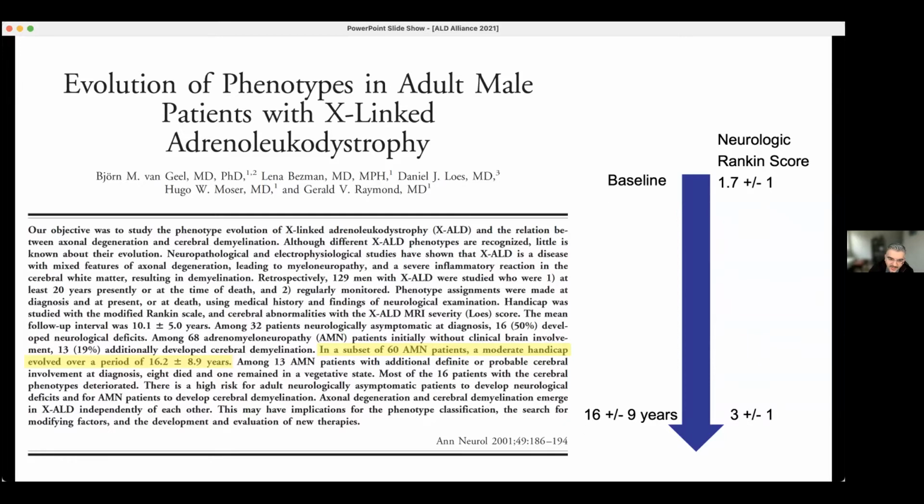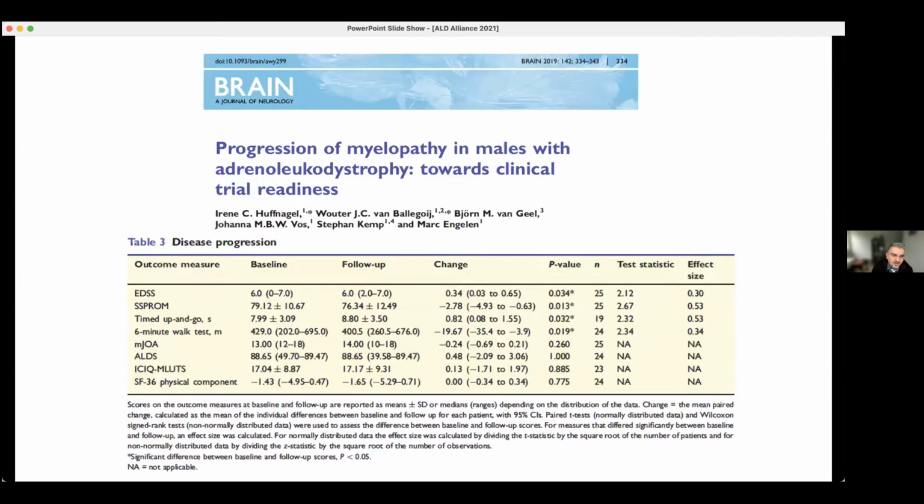And so that makes it incredibly difficult to assess the effectiveness of a drug trial if it takes so long to have a notable neurological worsening that you can assess on an exam. And therefore, there's been a quest for markers that can be more quantitative and change more rapidly. A study published a couple of years ago by Mark Engelen's group, by Irene Hofnagel, who has come to this meeting before, basically found similar results.